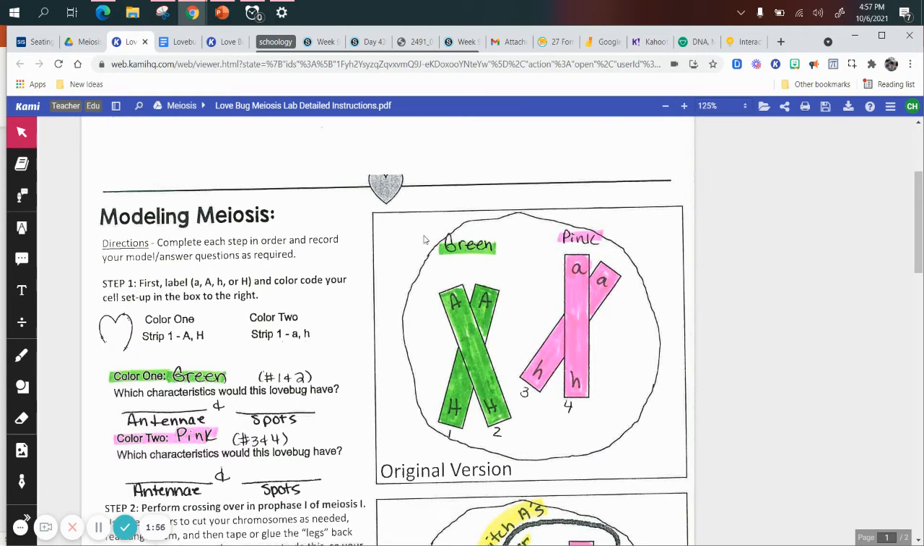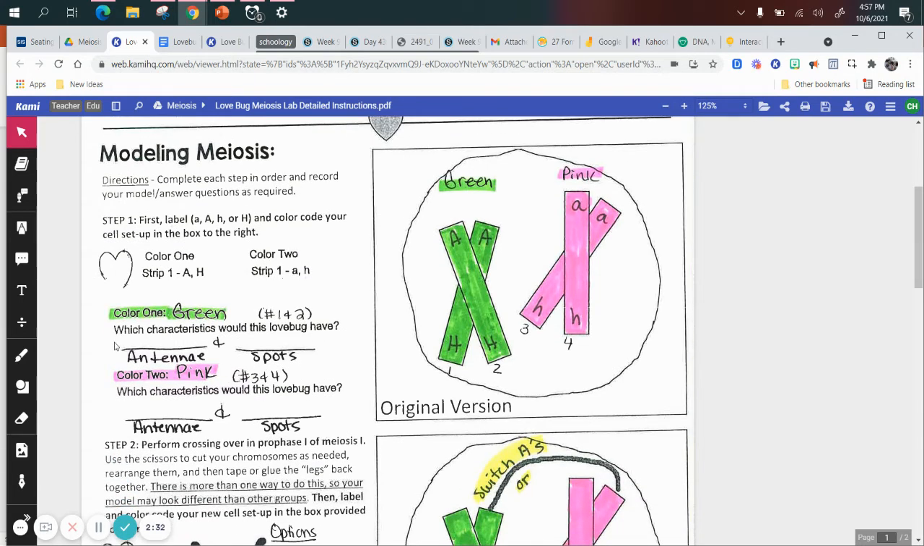Okay, so the first thing that we're going to do is lay out our initial gene combinations from the parents. So we have our green ones here, and since they're sister chromatids and they're identical, both of them have the capital A's and the capital H's. The pink ones, lowercase a's and lowercase h's. And if you notice, I've already numbered our sister chromatids as 1, 2, 3, and 4. Over to the left, what you're going to put are the characteristics that are present in the chromosomes from dad and from mom.